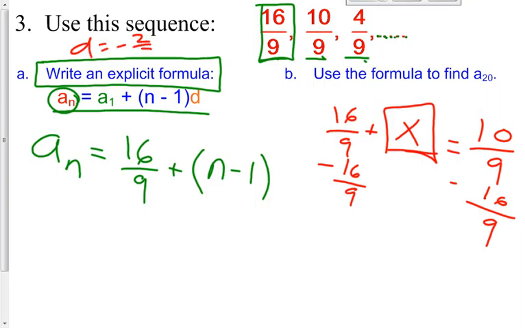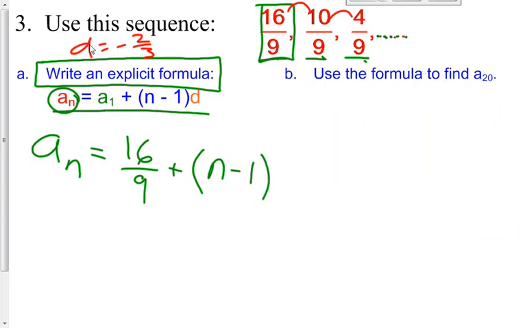And if you ever want to check this, you could just continue. What happens when you add a negative 2/3? Bam, 10/9. What happens when you add a negative 2/3? Bam, you'd get 4/9. And you could check that as you go forward. Okay? So there's our common difference. We're going to write that in this spot, which is right here, a negative 2/3.